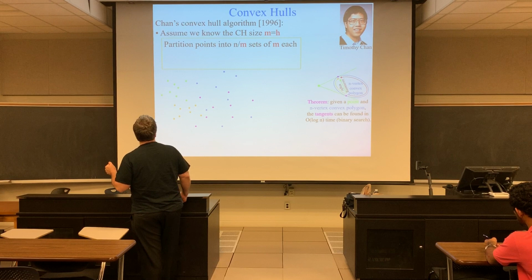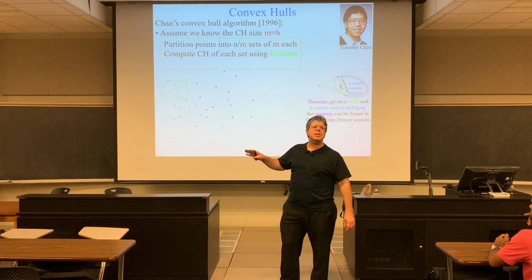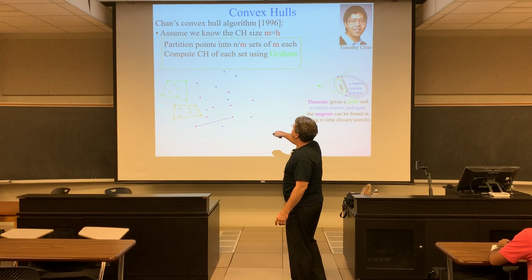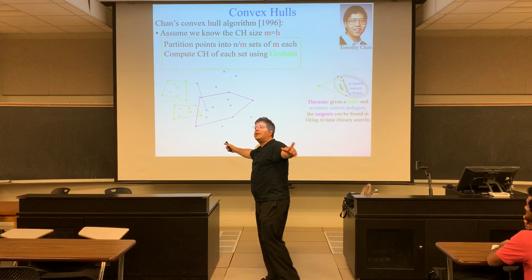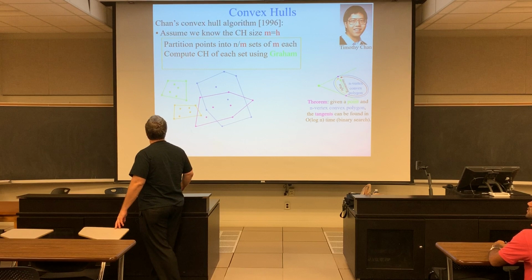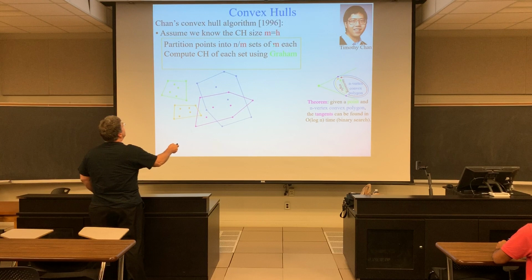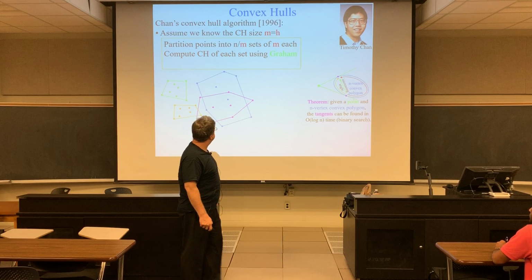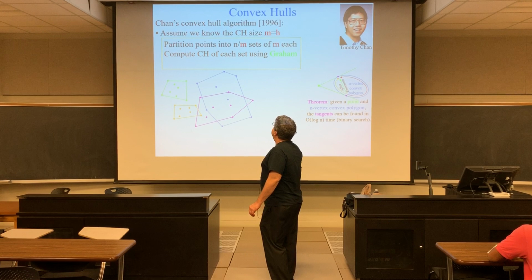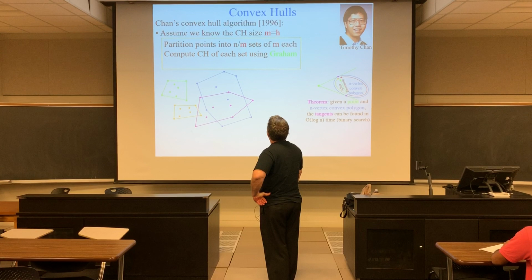Compute the convex hull of each subset. And this should use Graham's algorithm as a subroutine. So now we use the Graham scan. We sort each one by the polar angle around some arbitrary point. Compute the convex hull of each subset. These subsets are arbitrary, by the way. They're not partitioned according to x-axis or y-axis, just random subsets of fixed size. How many subsets? N over M, each of size M, for a total of N points. All right, so here are the four convex hulls of these four subsets. Okay. So N over M is 4 in this case, okay.